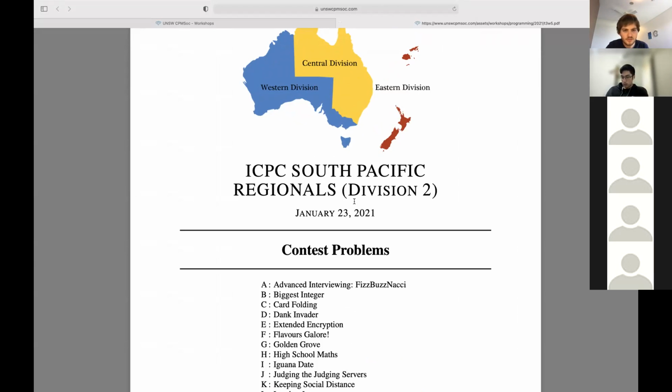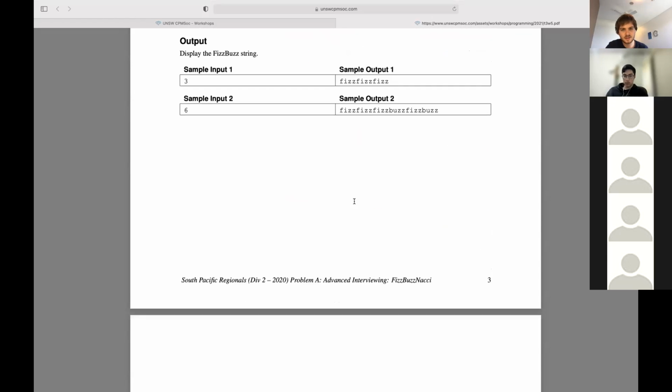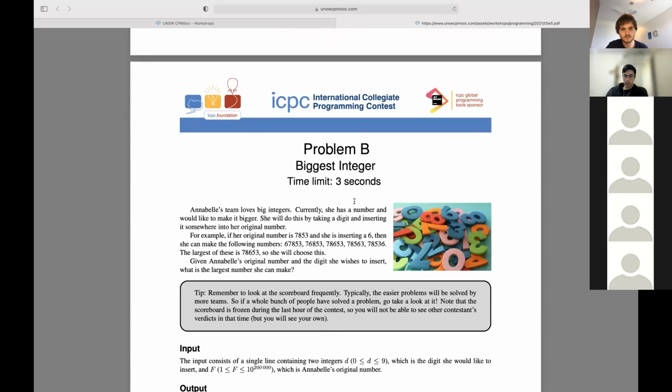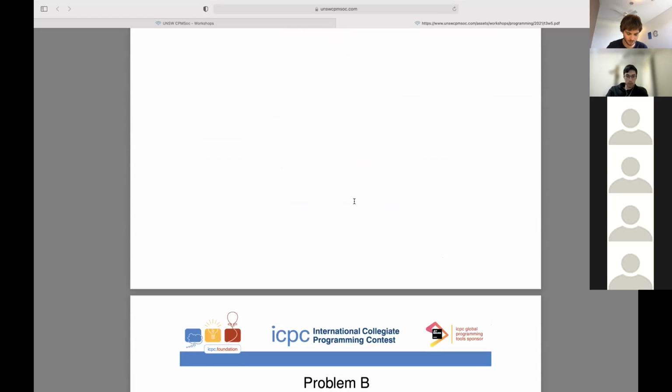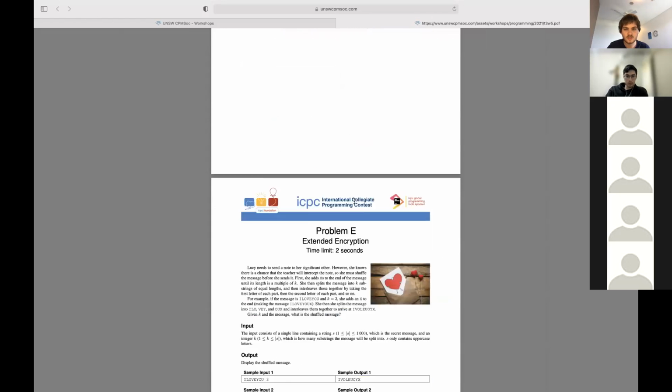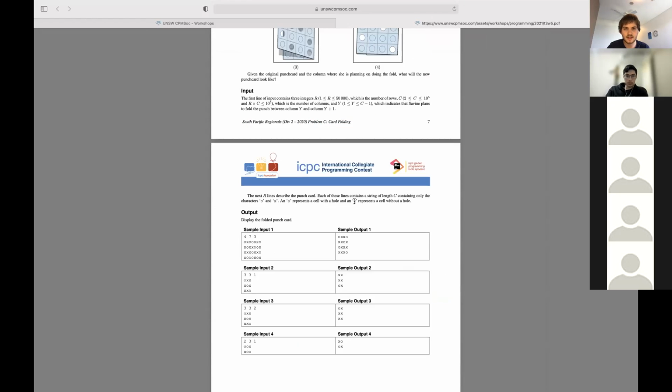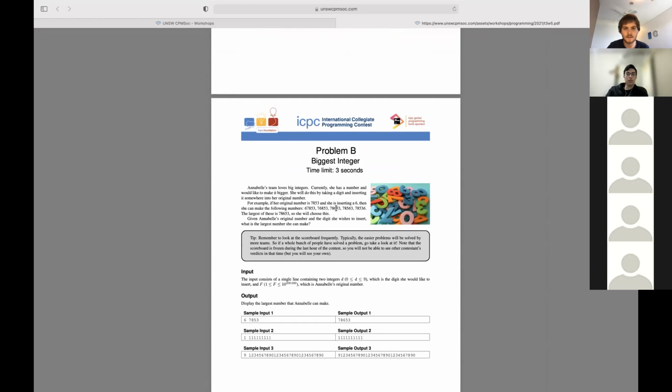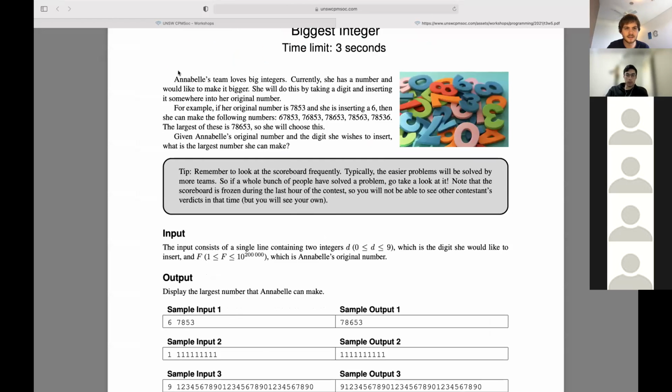To start off with, we're going to look at problem B first, which is not problem B. Sorry, what problem are we going to look at? Yes, problem B. My bad. So problem B, Biggest Integer.